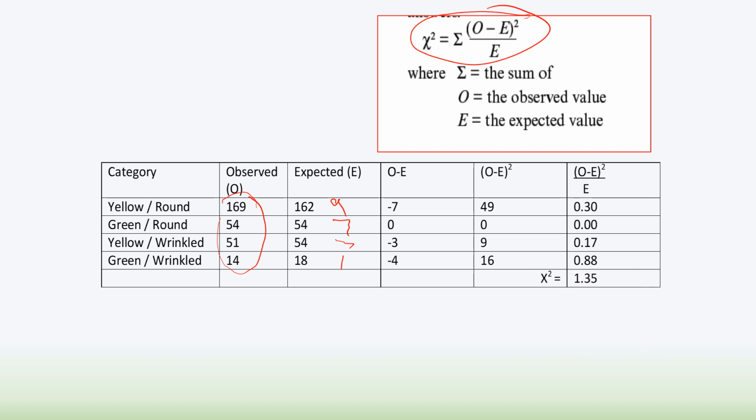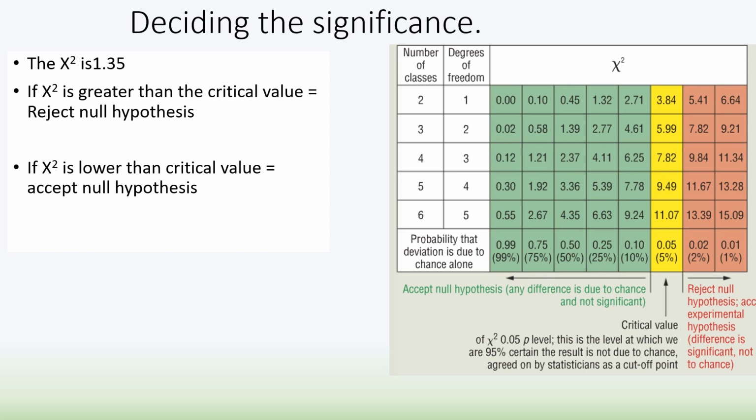Once I've got chi-squared, I then compare it to the critical value. My number is this one. If chi-squared is greater than this, I reject the null hypothesis, which is what I don't want to do in this case, because that tells me there is a significant difference between Mendel's values and the observed. And if it is lower than the critical value, I accept the null hypothesis.